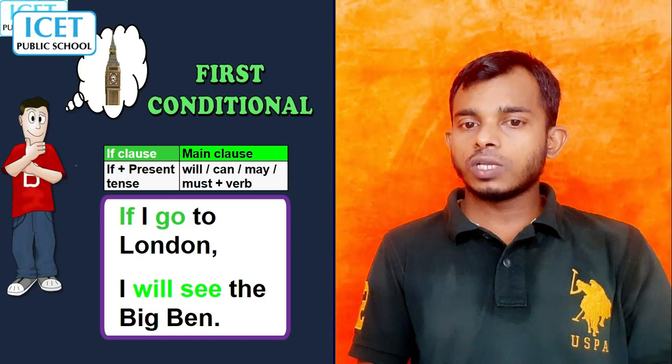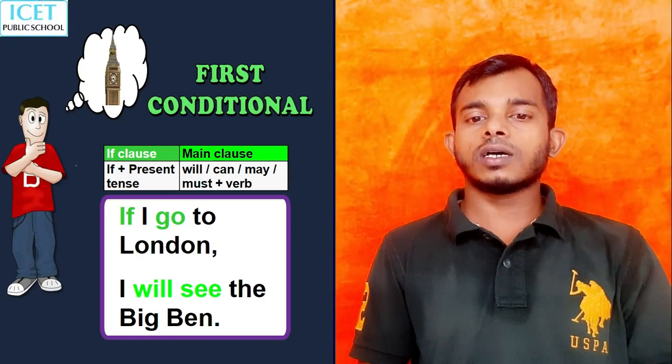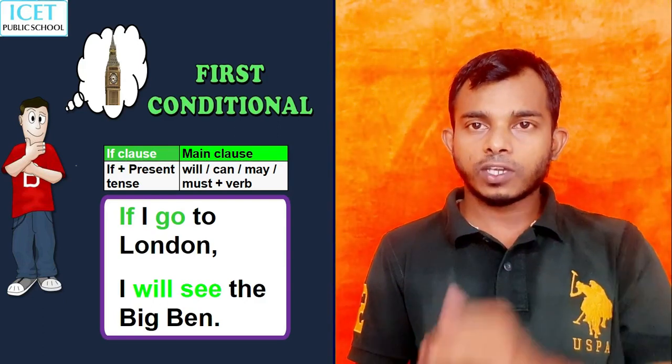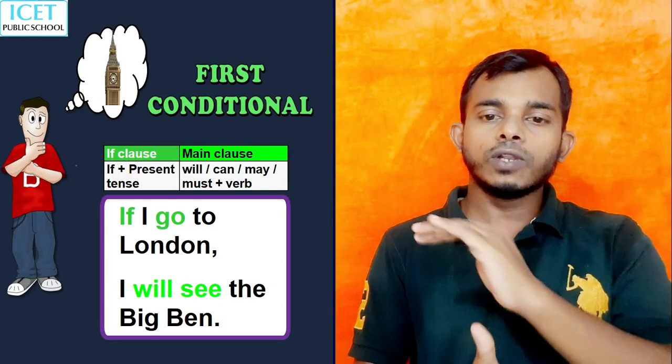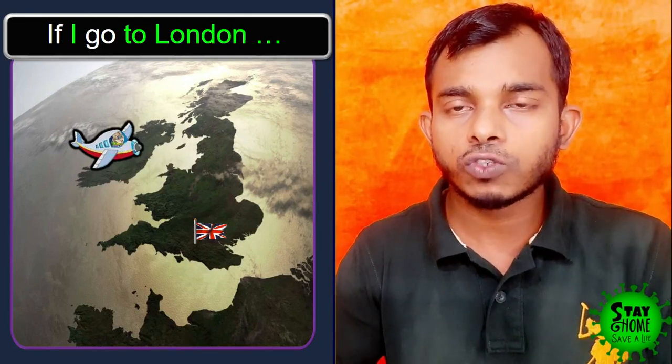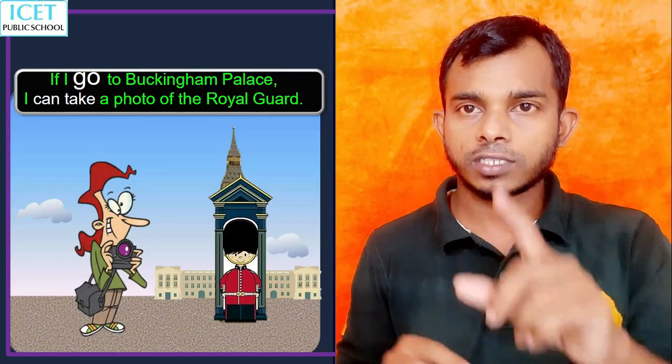Example: if I go to London, I will see the Big Ben. "If I go to London" is written in present. "I will see the Big Ben" is written in future tense. Clear? I'm moving on to the next. If I go to London, written in simple present, then I will see the Big Ben. Yes, "I will see" is written in future tense. This is our first conditional.